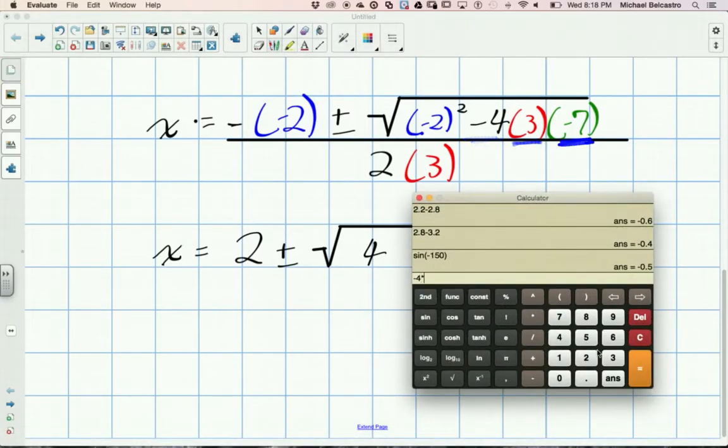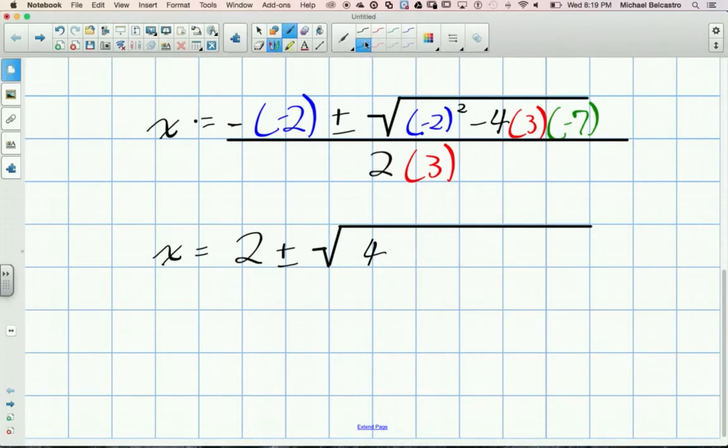Negative 4 times 3 times negative 7 is positive 84. So I'm going to put plus 84 here. Keep that in mind: if you include this as a negative value in multiplying, whatever this is, if it's a negative you'd say minus that number, and if it's a positive, you're going to say plus that number in the brackets. So we're going to say plus 84 underneath the brackets, and then all of that is divided by the number 6.